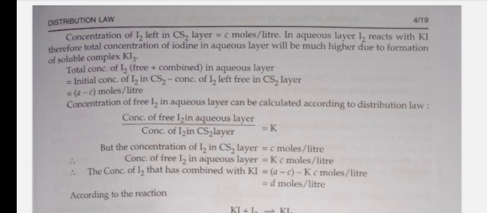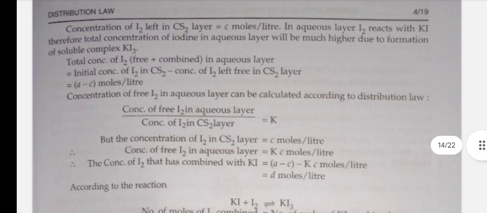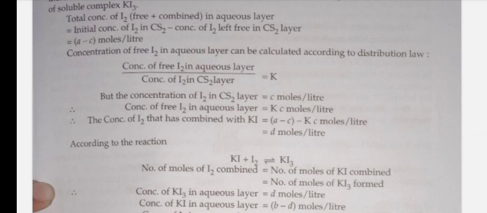Initial concentration of I2 in CS2 minus concentration of I2 left free in the CS2 layer is equal to A minus C moles per liter. The concentration of free I2 in the aqueous layer can be calculated according to the distribution law. Concentration of free I2 in the aqueous layer upon concentration of I2 in the CS2 layer is equal to K. But the concentration of I2 in the CS2 layer is C moles per liter. So the concentration of free I2 in the aqueous layer is equal to KC moles per liter. The concentration of I2 that has combined with KI is A minus C minus KC, which is equal to D moles per liter.